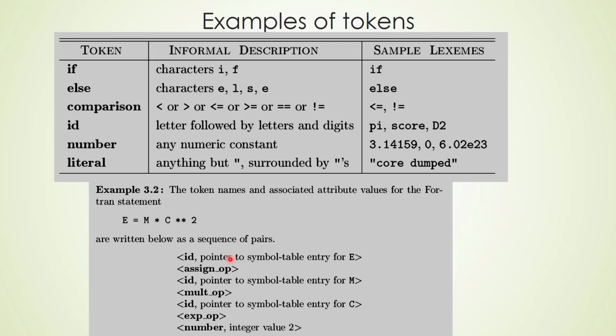Then an assignment operator. Then another identifier, and a pointer to symbol table which represents M. Then multiplication operator. Then again an identifier which also has a pointer to symbol table entry for C. Then it is an exponent operator. Exponent operator means star star, followed by a number. And number contains integer value 2. So if this statement is given to lexical analyzer, the tokens will be generated like these things.